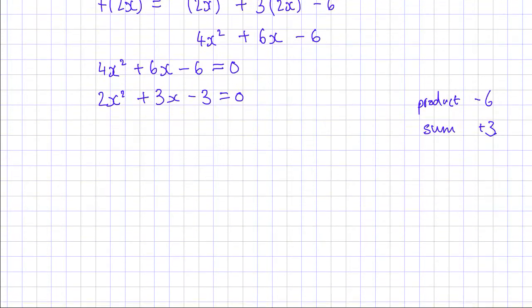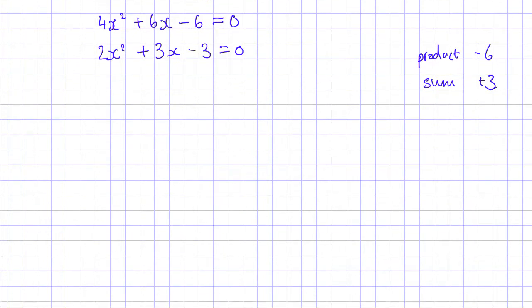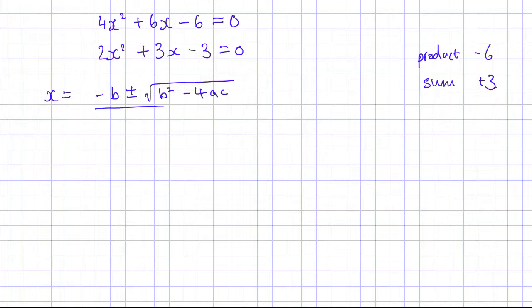So let's write the formula. The formula is x is equal to minus b plus or minus the square root of b squared minus 4ac, over 2a. Okay, so I'm going to write my a, b and c here. So a is equal to 2, b is equal to 3, and c is equal to minus 3.